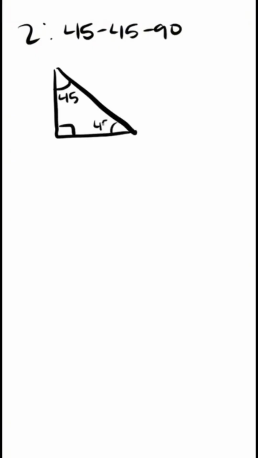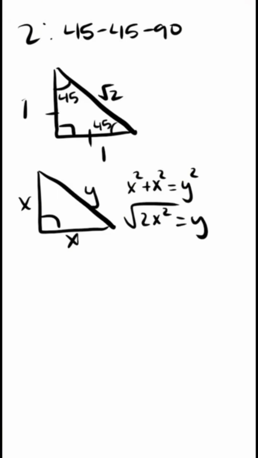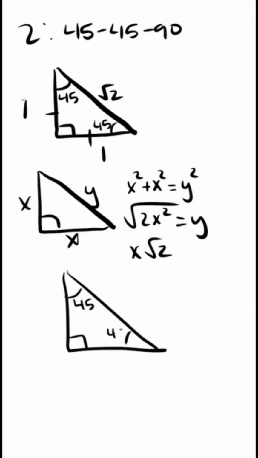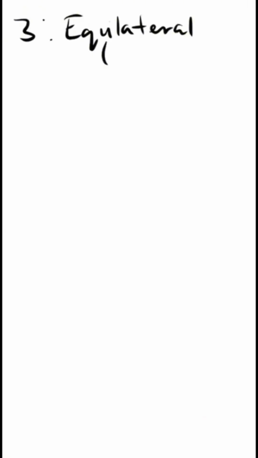The next type of special triangle is a 45, 45, 90 triangle, and it's basically an isosceles right triangle. Its lengths are in a ratio of 1, 1, square root 2. We can prove this because if we have a right triangle with two legs of x, by the Pythagorean theorem, the hypotenuse would be square root x squared plus x squared, which is square root 2x squared, which can then be factored out into x times square root 2. An example of a 45, 45, 90 triangle is a triangle with two legs of square root 2 and a hypotenuse of 2. The last type of special triangle is an equilateral triangle, where all of its sides are equal.